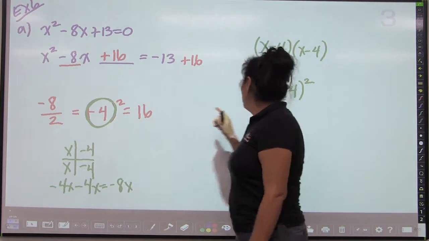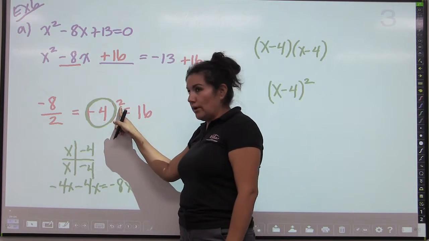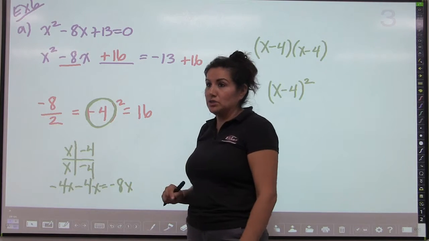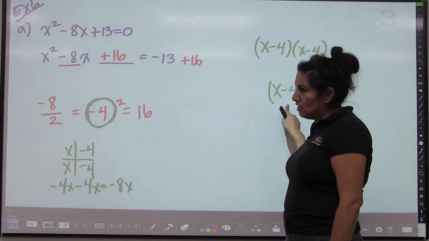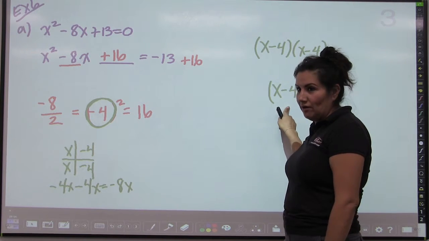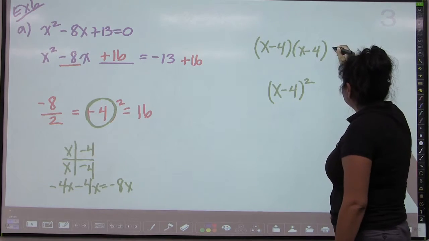So that number that goes in the parentheses will always be this number before you squared it. So basically the middle term divided by 2 will always be what goes there. It won't always be an integer. Sometimes it'll be a fraction, but it will always go there. Okay? So now we can continue solving.